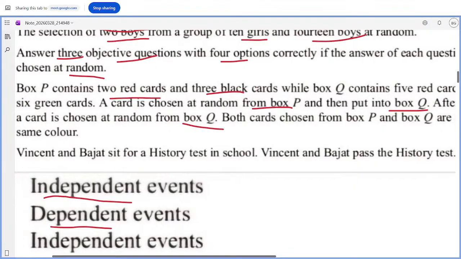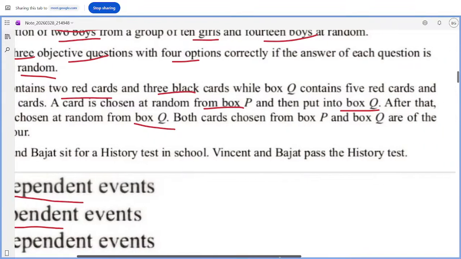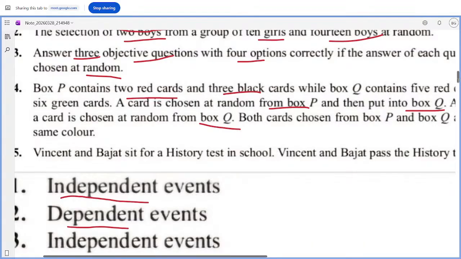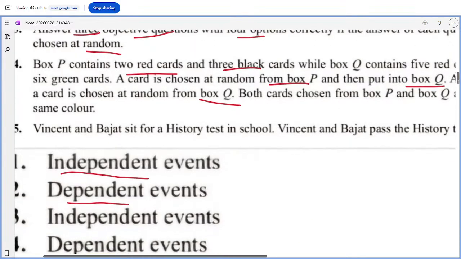You take a card from P and then you put it inside Q. So you know already, is it going to affect each other, the probability? Yeah, okay, dependent. It means it affects each other, correct? Because you already changed the cards in box P, you shifted the card to box Q. So confirm the probability is going to affect each other.